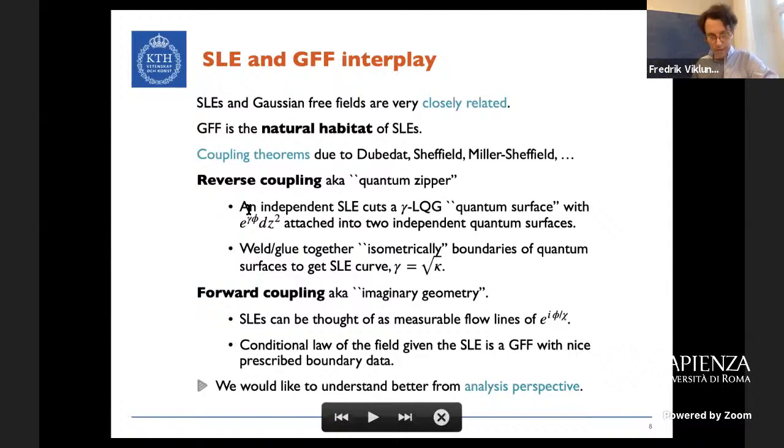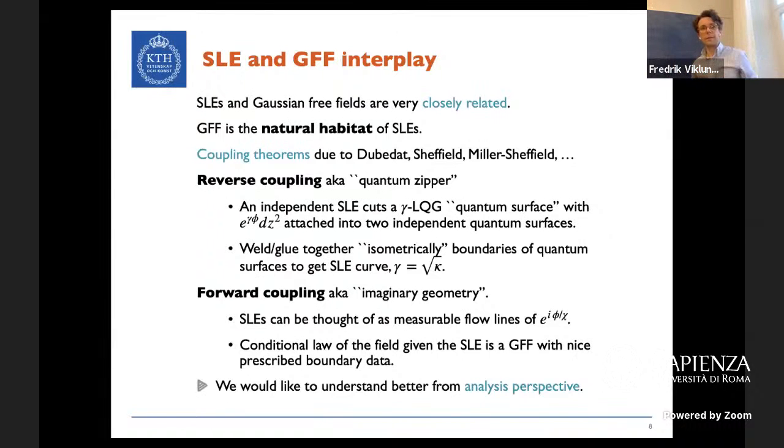It's also possible to go in the other direction, so start with two independent quantum surfaces and glue them together or weld them together in order to get a new quantum surface plus an SLE curve in the middle. Okay, and there are these parameters here. There's a gamma and there's a kappa, and they are somehow related here. And the main thing to notice is that as kappa goes to 0, gamma also goes to 0 with this rate.